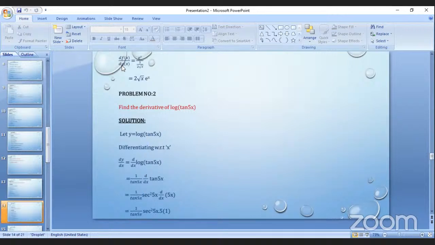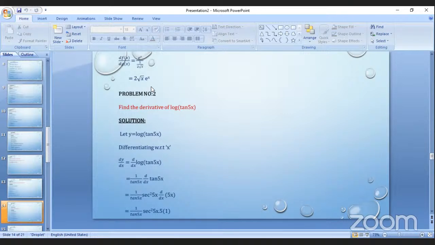d f of x by dg of x. The derivative of f of x with respect to g of x: f of x is e power x, and g of x is g dash x. g dash x is equal to 1 by 2 root x. Here the answer is 2 root x into e power x.